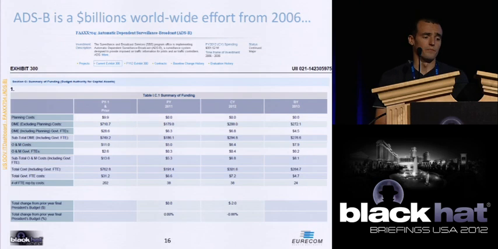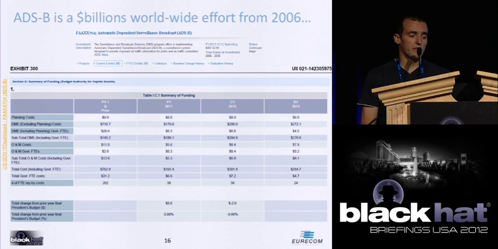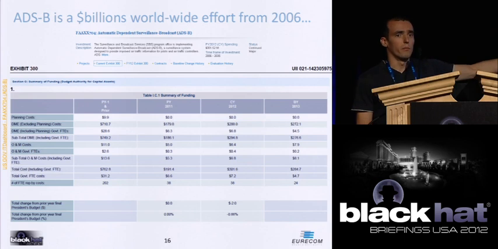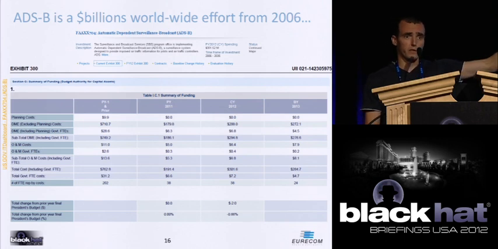Okay, so what is ADS-B? From a non-technical point of view, it is basically a multi-billion worldwide effort from 2006. And this is a screenshot from the US government IT dashboard spending. As it stands now, from 2006 till now, they have spent around $1.1 billion on this in the USA alone.